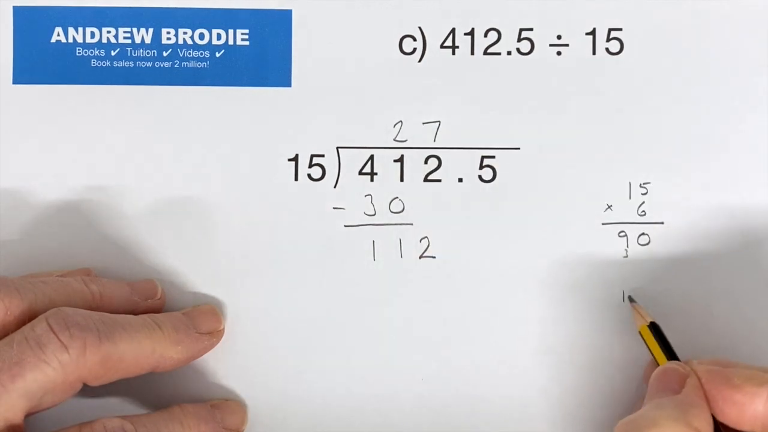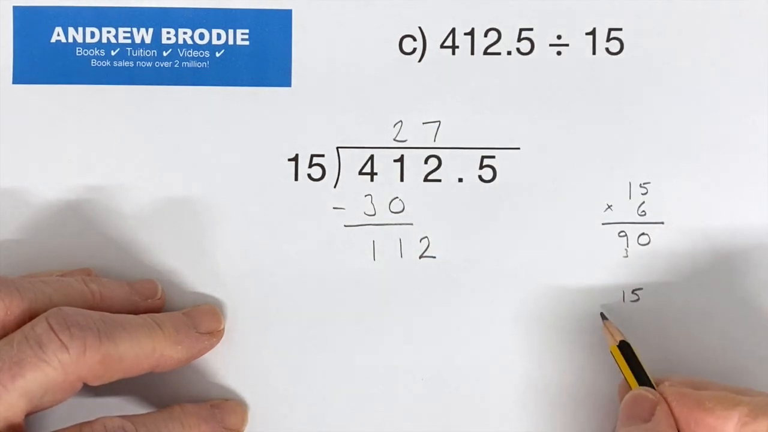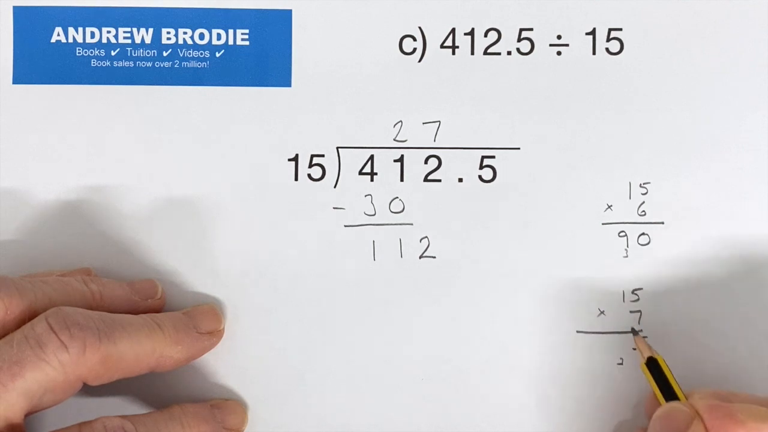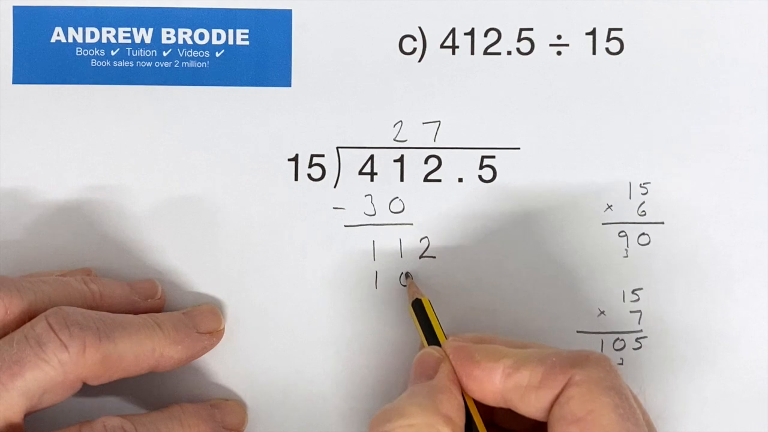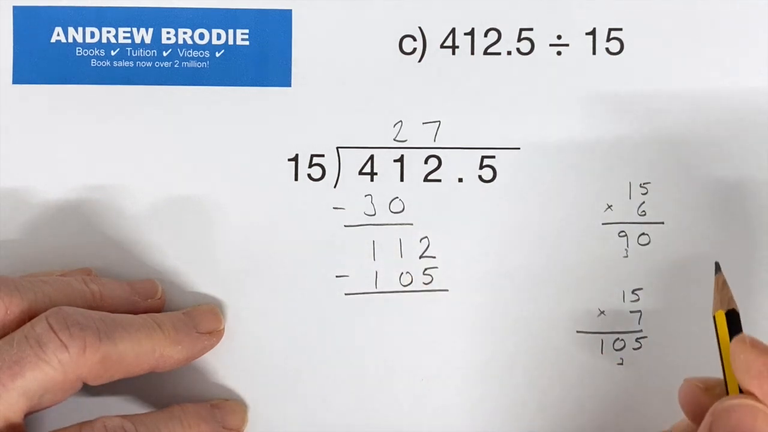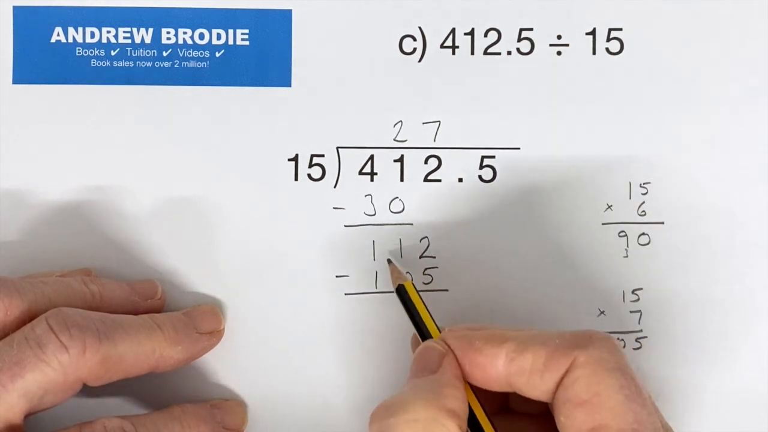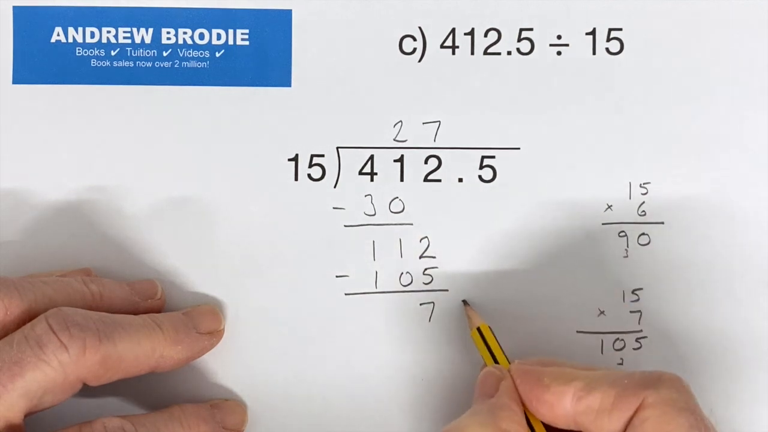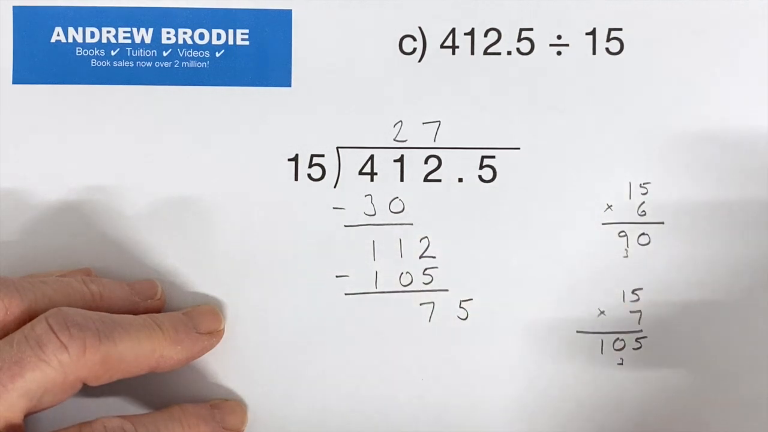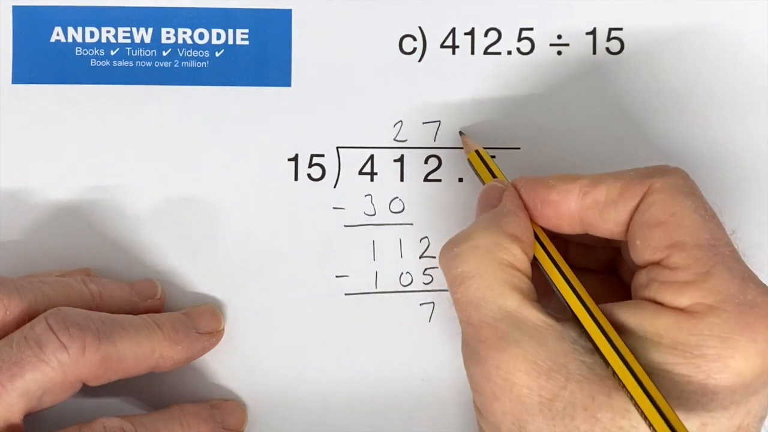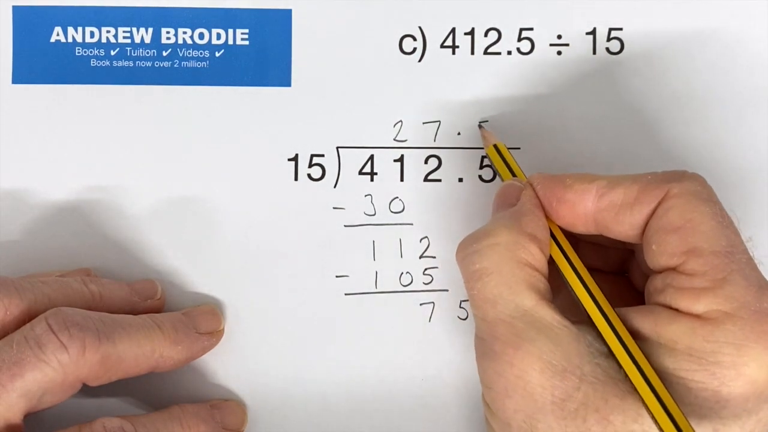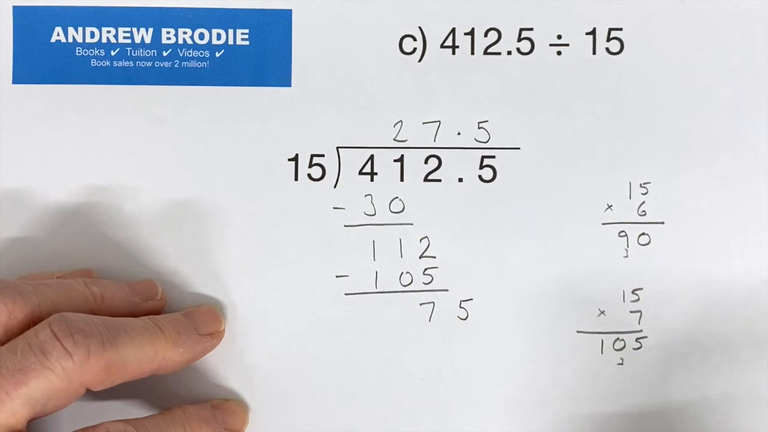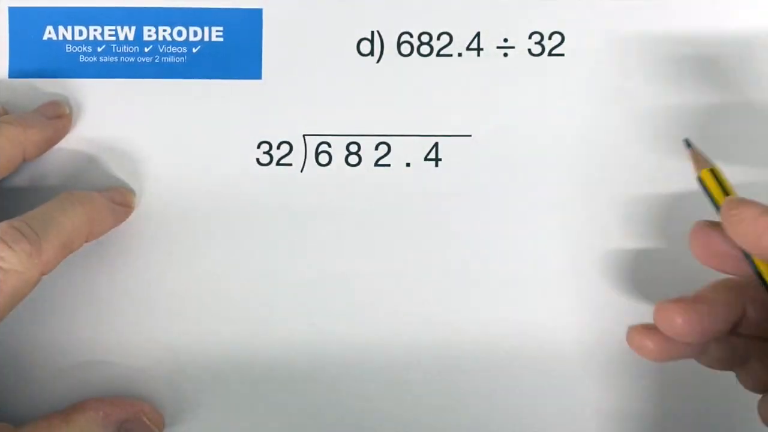7 15s. We might as well do that as a multiplication again. 7 5s are 35. 7 10s add 3 makes 10. That's 105. So we've used 105 to get 7 15s. 2 take 5 I can't do, so we've got 12 take 5 is 7. Bring down that 5. How many 15s in 75? I know that's 5. So the answer is 27.5. And here is question D.